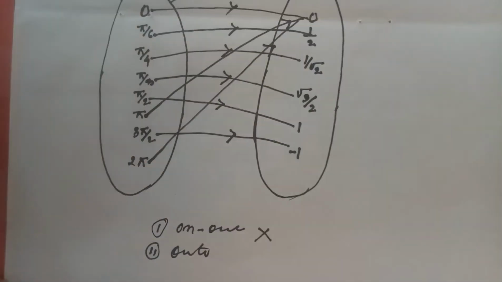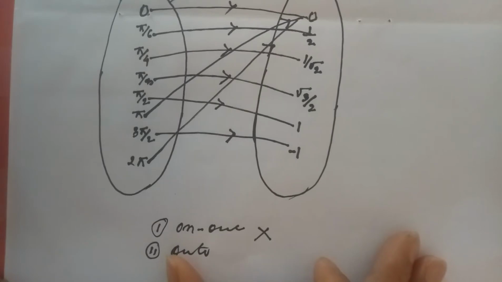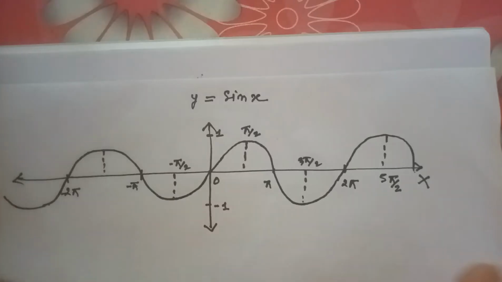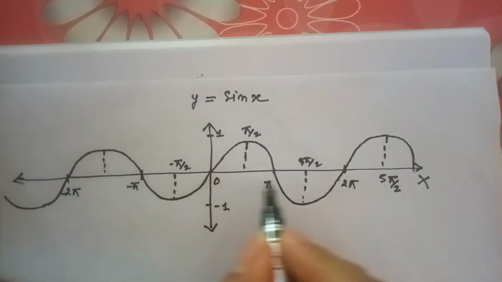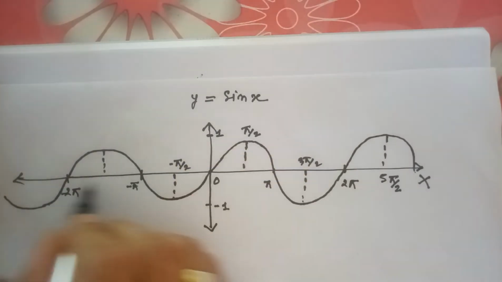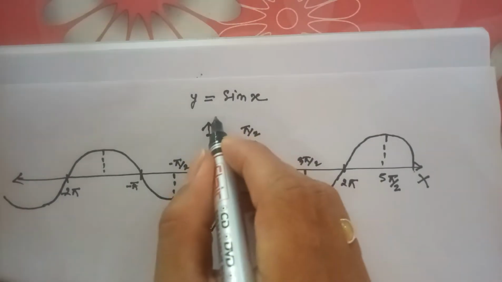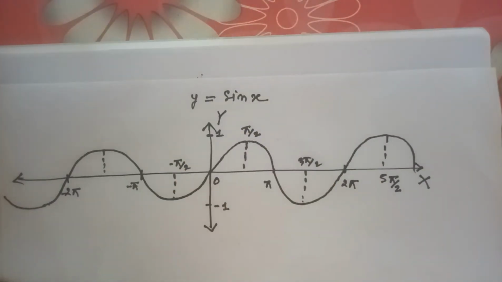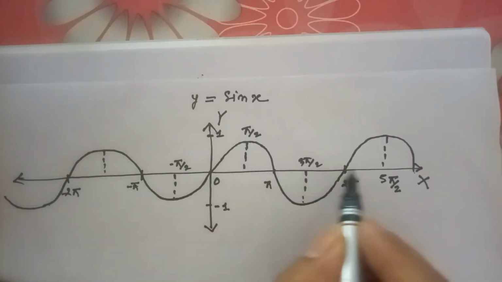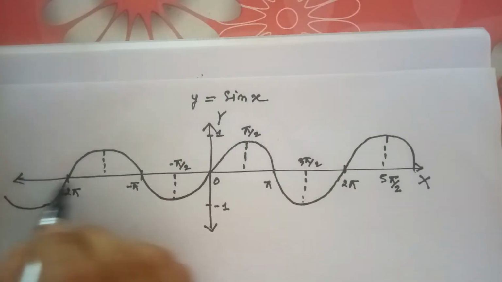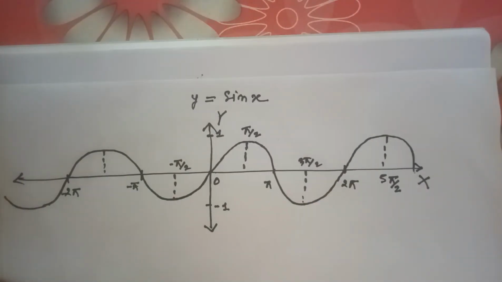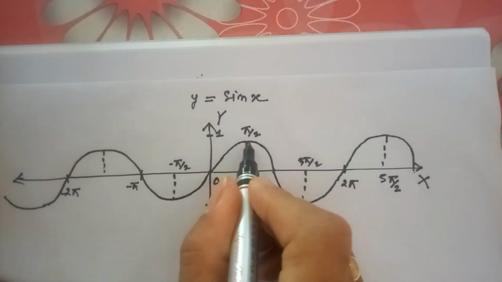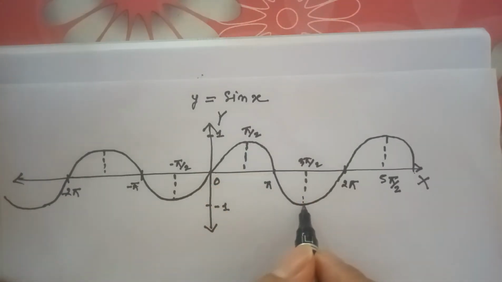Now we see the graph of the sine function also. This is the graph of sin x. As you see, this is the y-axis and this is the x-axis. The x-axis is our domain, so all values on the x-axis are satisfied. That means the x-axis is our real numbers, but our graph goes up to 1 and goes down to minus 1.